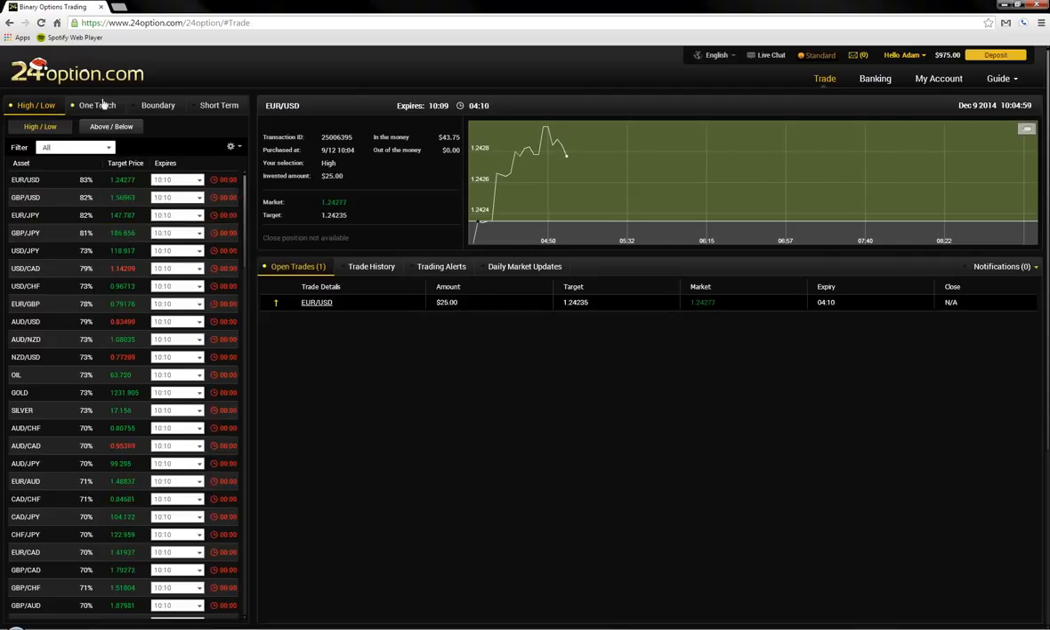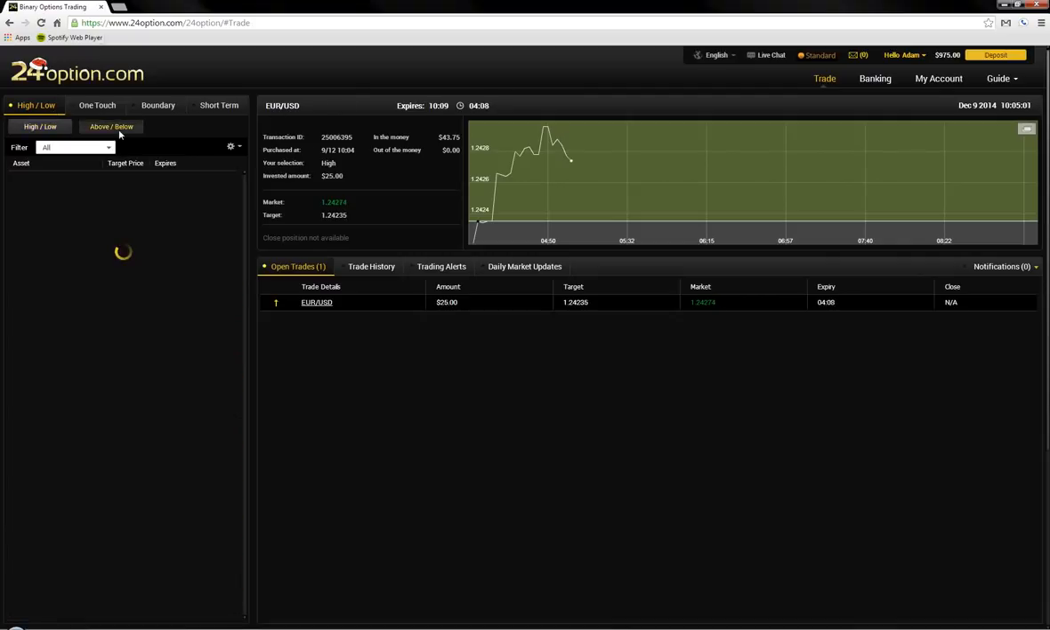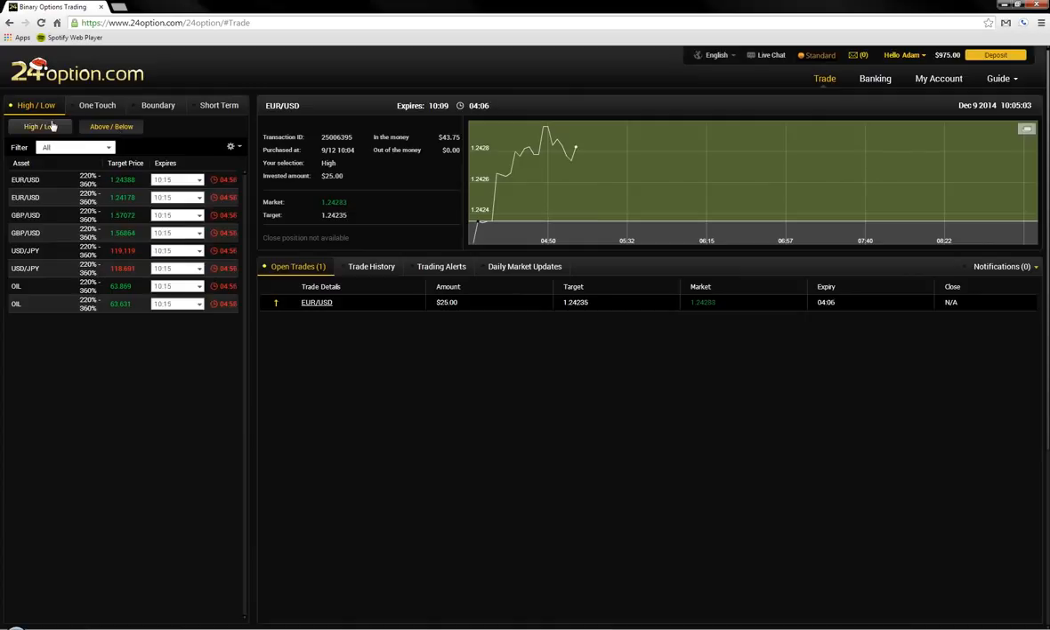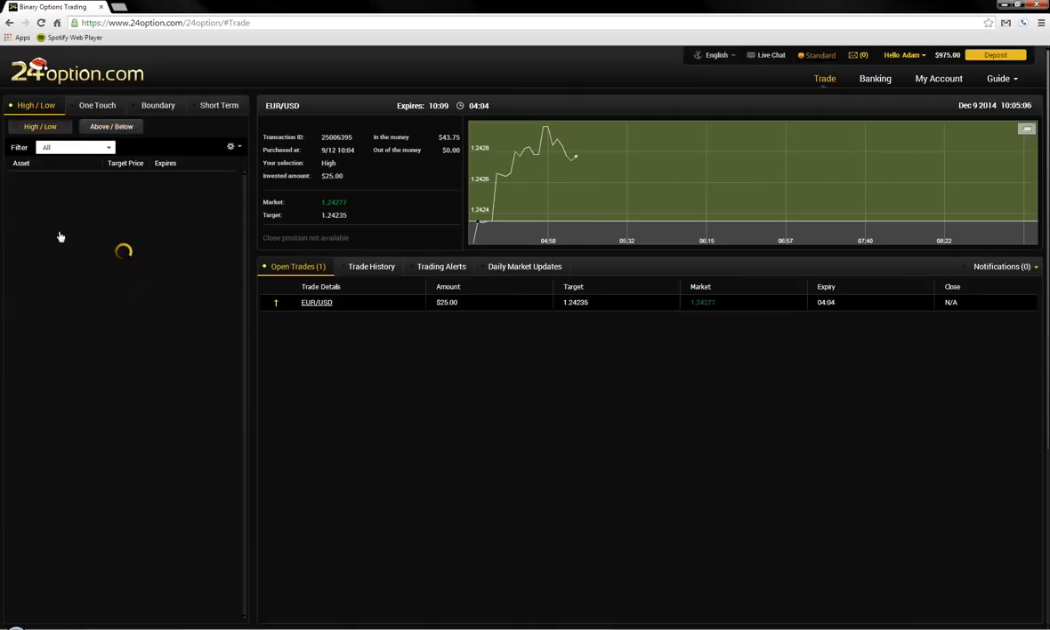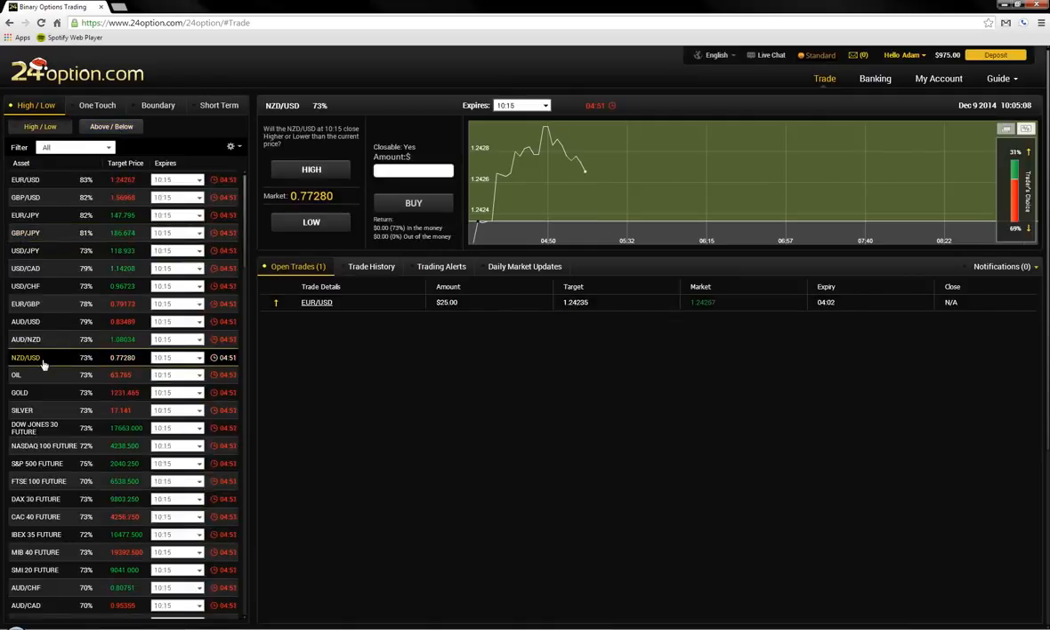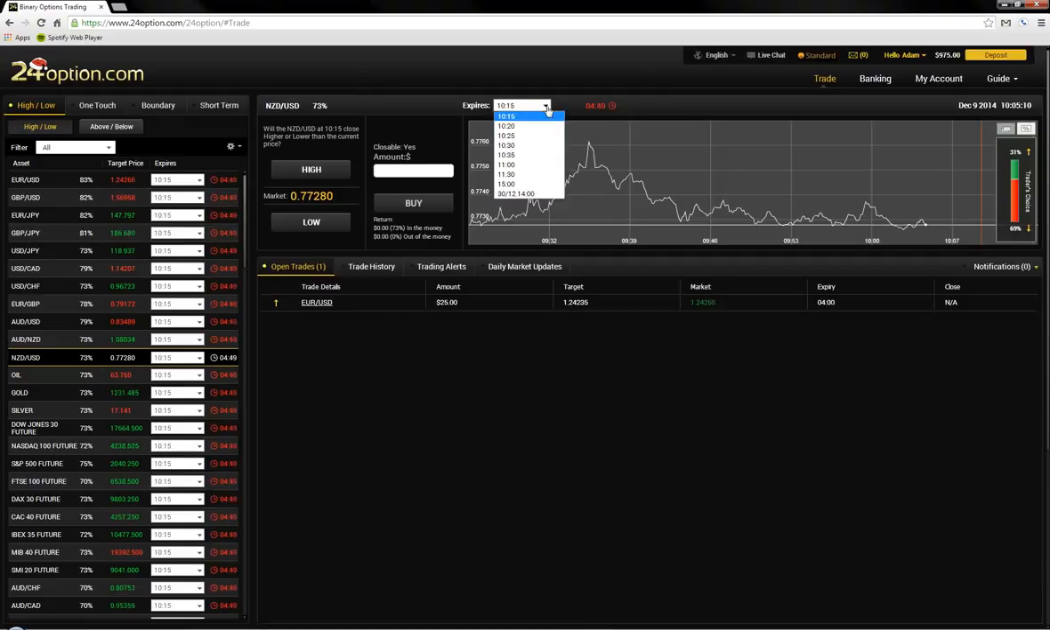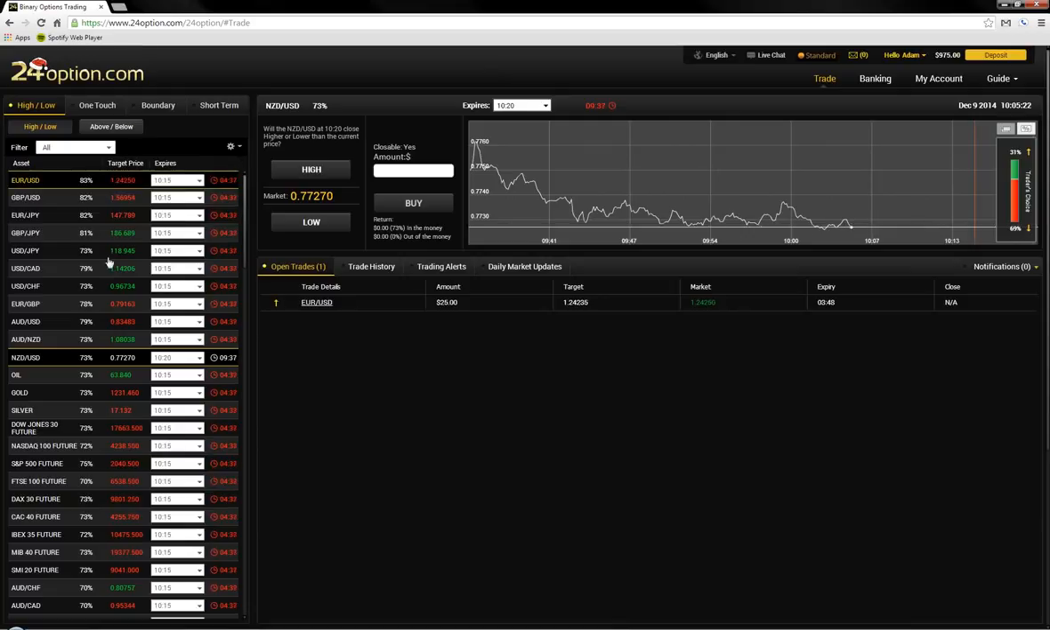Okay, so let's say it's high low, and they also offer above below. But it's pretty simple to place trades. You pick your pair. Your expiry time appears up here, and these are high low. They're not the short terms, so they do have a variety of expiry times, which is nice. Some of the brokers don't offer all those, so we could pick, I don't know, 1020. And again, pretty simple to place.